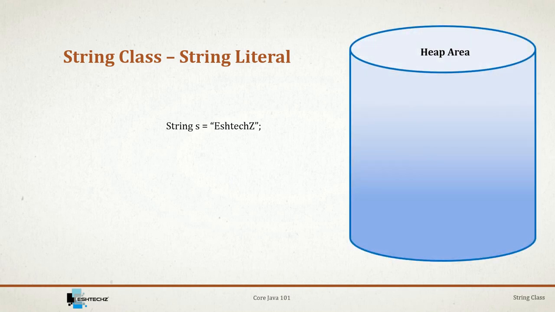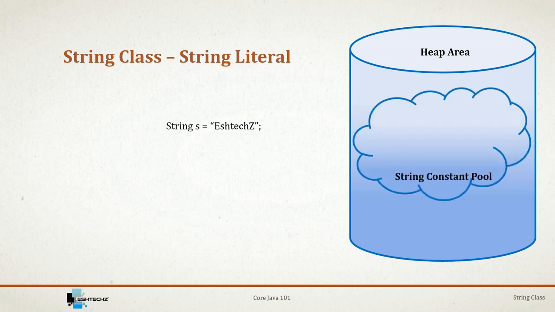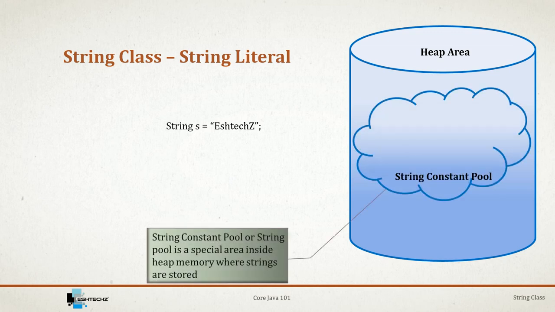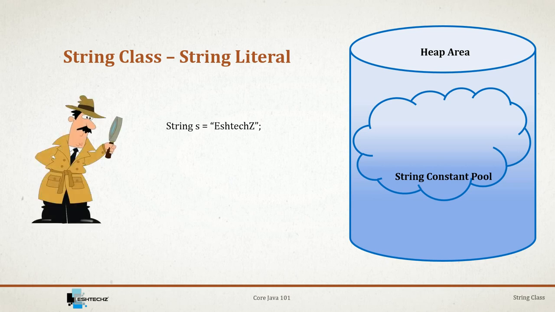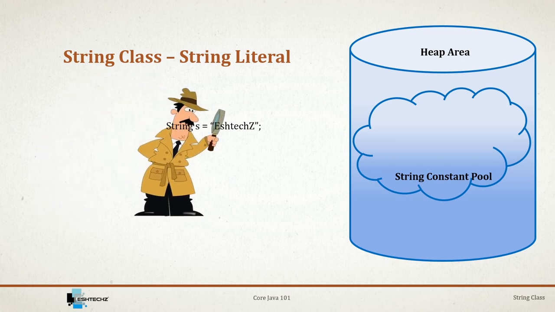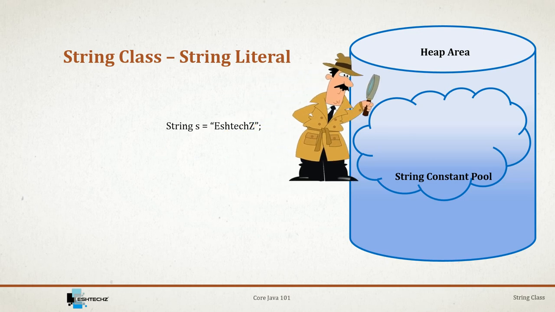This is the heap area. Inside heap area, we have string constant pool. String constant pool, or string pool, is a special area inside heap memory where strings are stored. Now, when we execute this command, our JVM will directly go to the string constant pool. The reason is we are dealing with string literals. So our JVM will start looking for EshtechZ inside string constant pool.